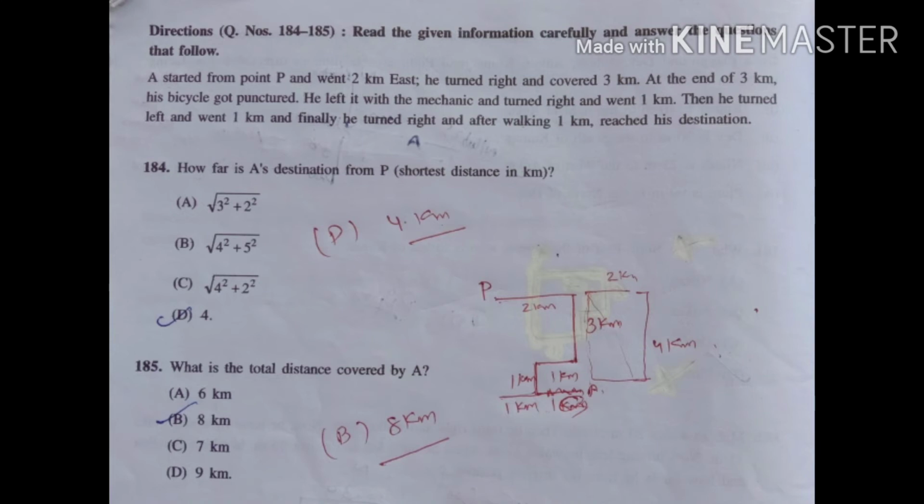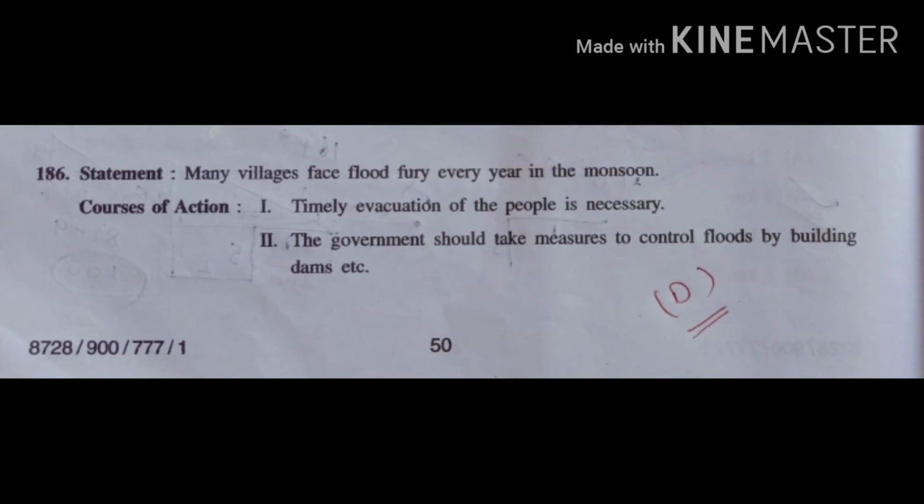So the next question. In each question there is a problem in the form of decision making, followed by two courses of action numbered 1 and 2. Give your correct answers from the following: A if only one follows, B if only two follows, C if neither one nor two follows, D if both one and two follow. The statement is: many villages face flood fury every year in the monsoon.